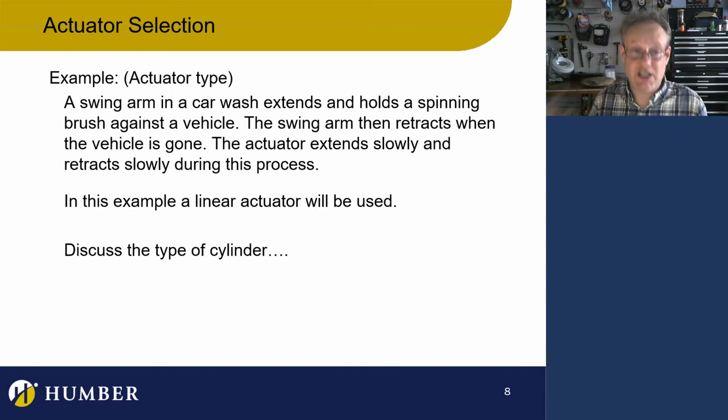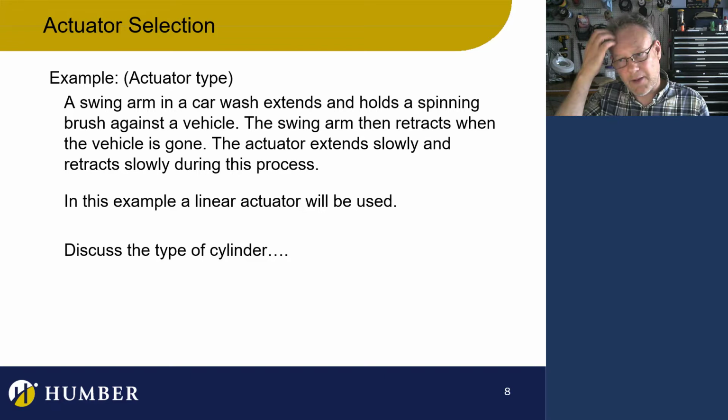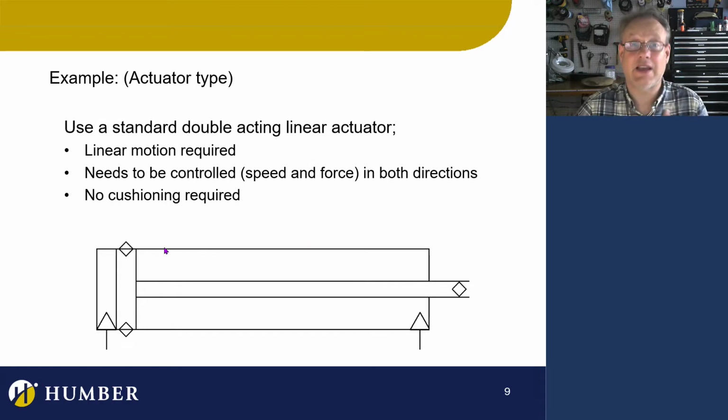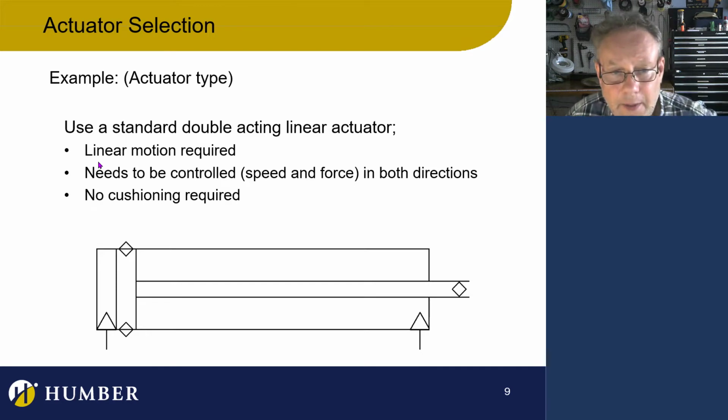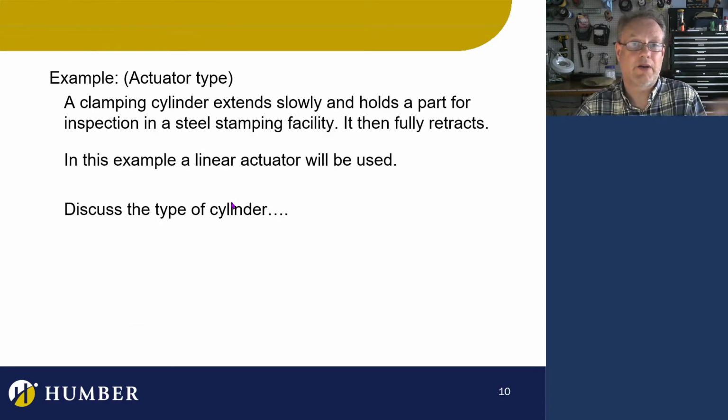The actuator extends slowly and retracts slowly. Okay, obviously going to put metering in here. But you're going to use a pneumatic cylinder for sure. What kind? Well, you want a double acting for sure, because you want to retract it and extend it. Do you want cushioning? No, because it's not going bam or bam. It's not going extension fast or retraction fast. Linear motion is required, so you need a linear actuator. It needs to be controlled, speed and force in both directions. So you need a double acting and no cushioning required. Okay, so there you go.